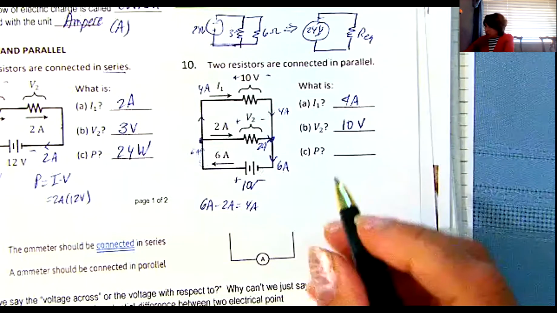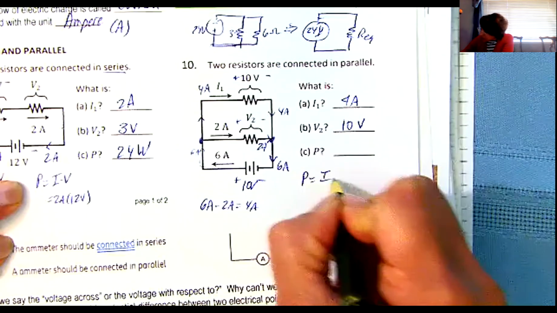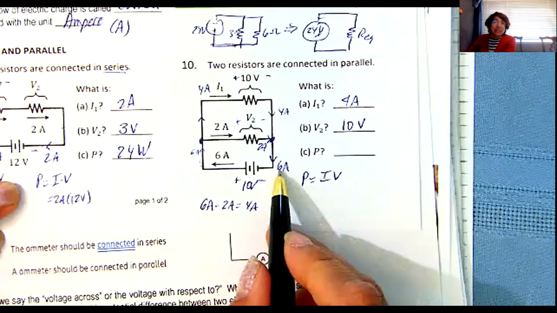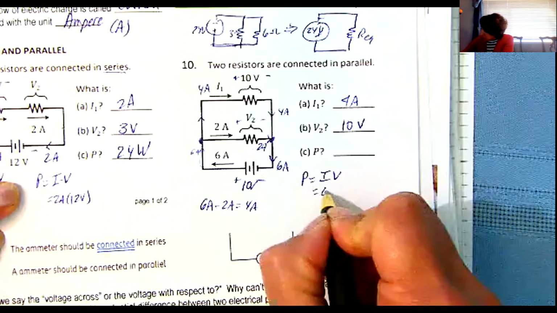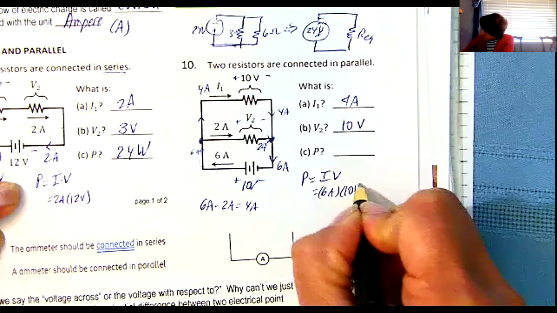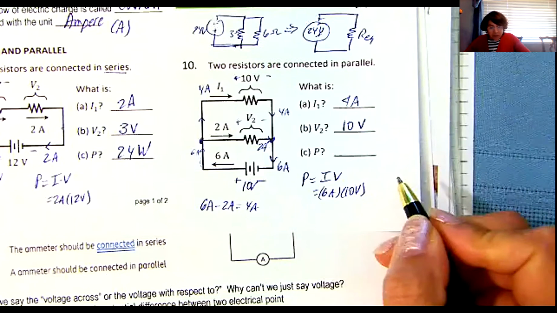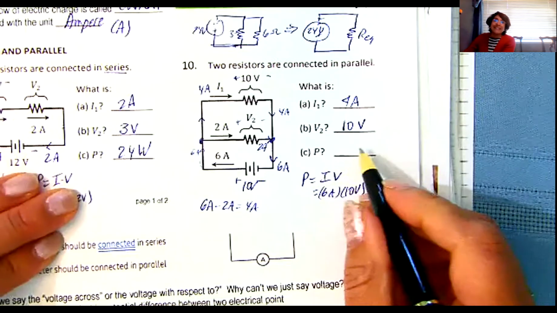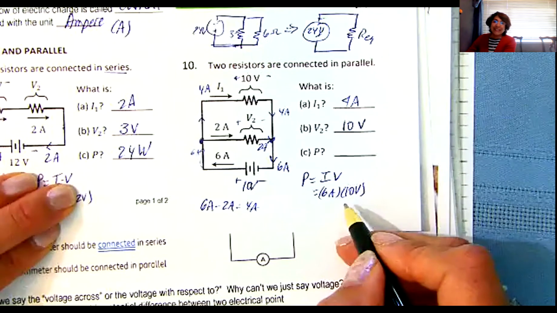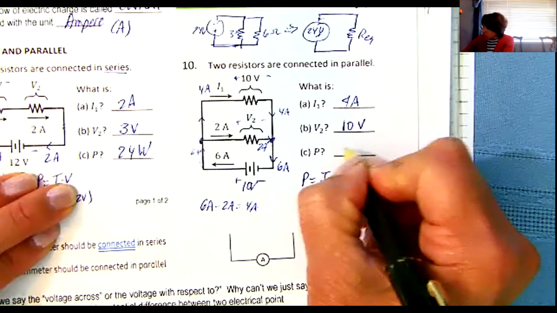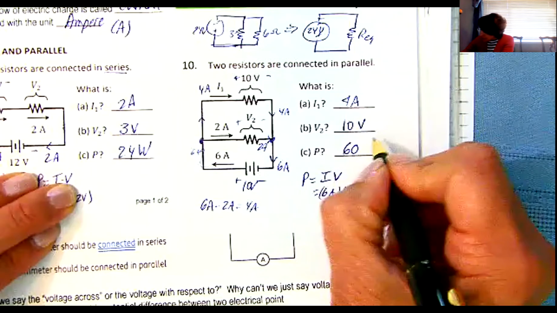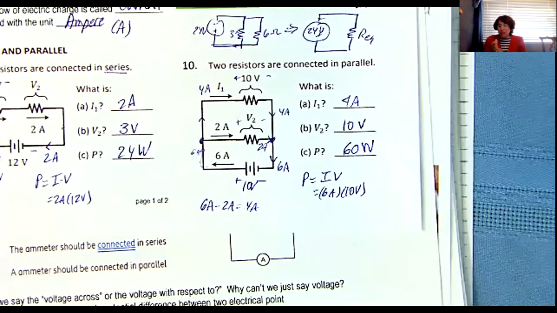Okay, so what's the power? Power is IV. Going through this battery, I have a current of 6 amps, and the battery is 10 volts. So Brianna, what's the power then delivered to the circuit? It would be 6 amps times 10 volts. Right? What's the units for power? Watts. Correct. Okay. Congratulations, you guys.